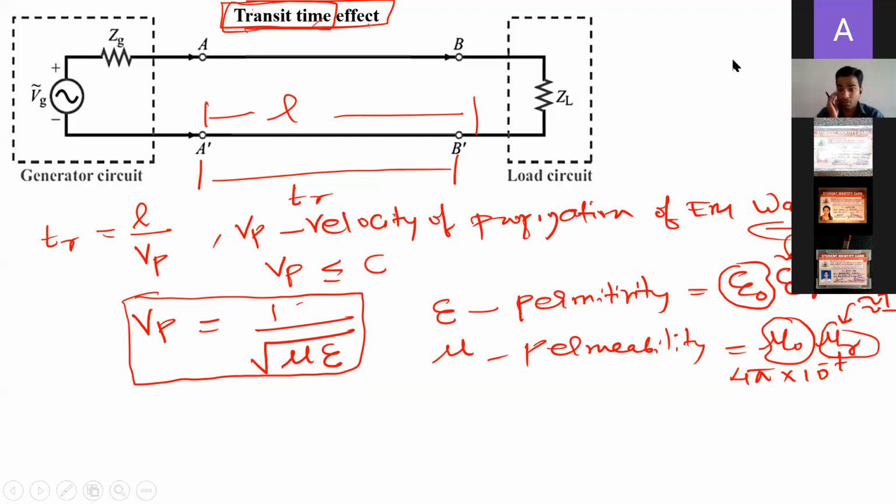Okay, I think I will have to revise briefly. We can give 5 minutes again because that's a very important concept. So what is the transit time effect? This is your transit time. When your transit time is very much less than the time period of the wave propagating along this line, we don't consider the transit time effect.